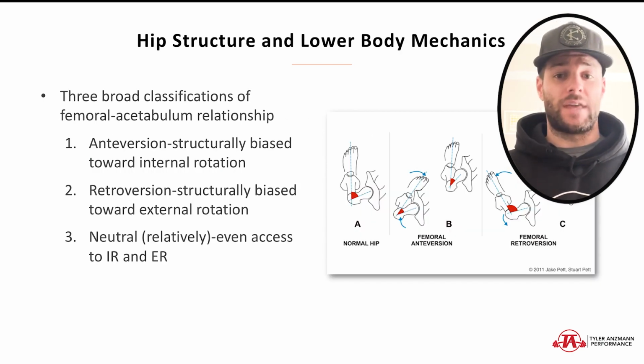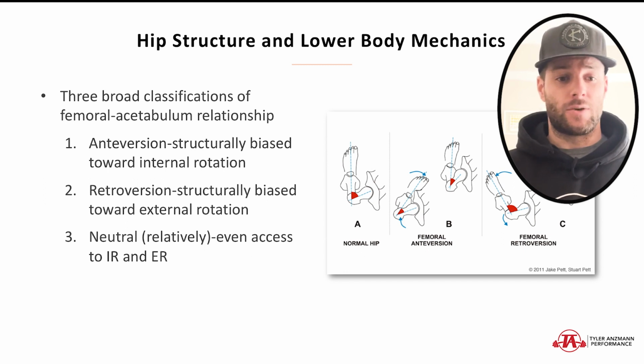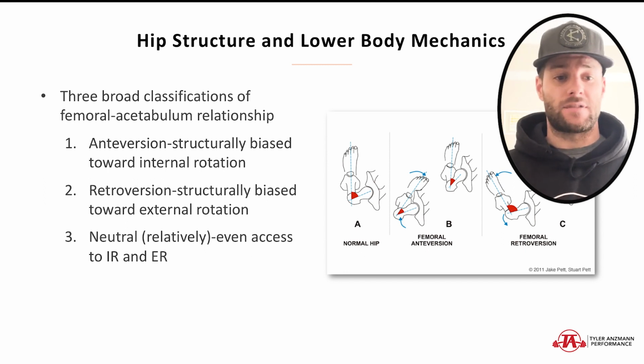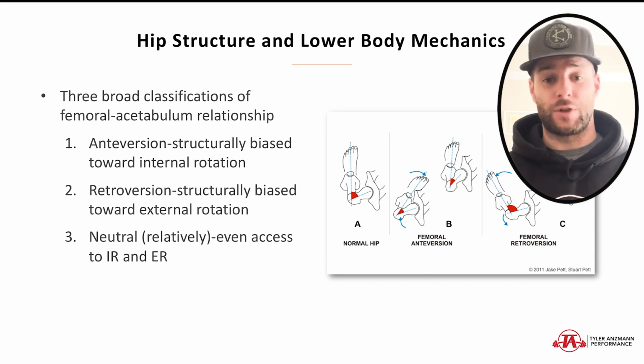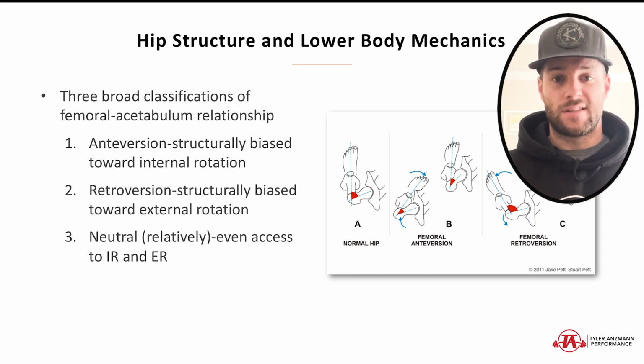So let's start with hip structure and lower body mechanics and how this impacts what we're looking at from a throwing standpoint. There are basically three classifications that broadly encompass the femoral-acetabulum relationship, essentially how that upper leg bone sits in that hip socket.